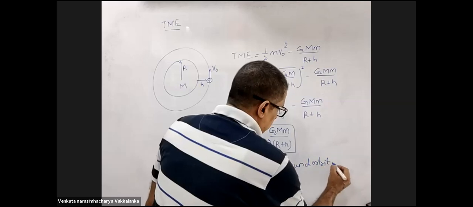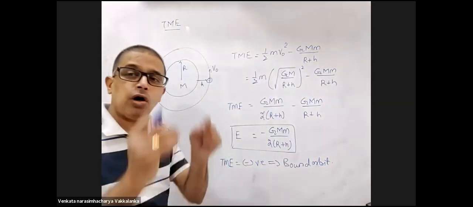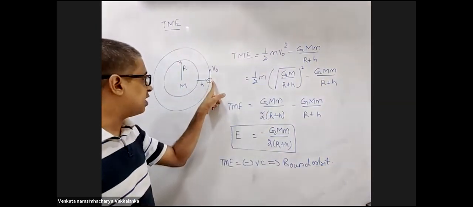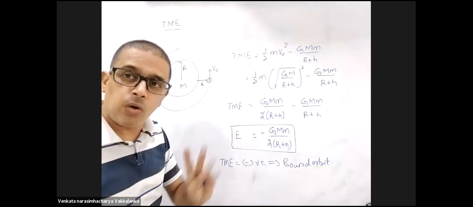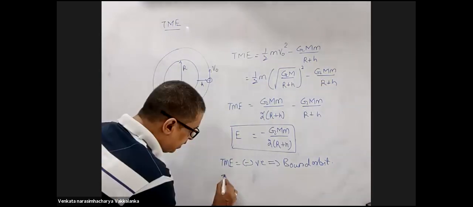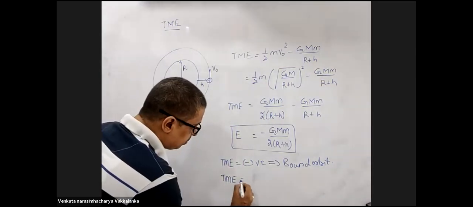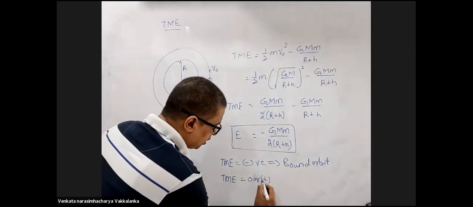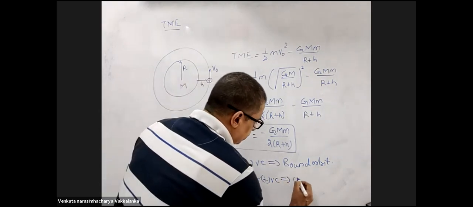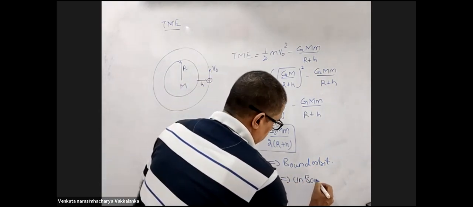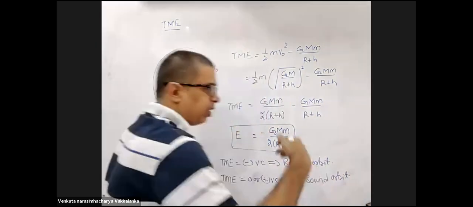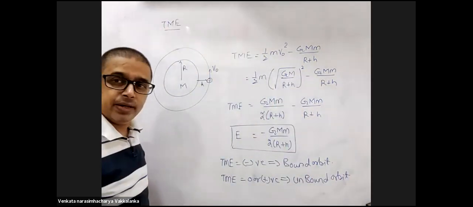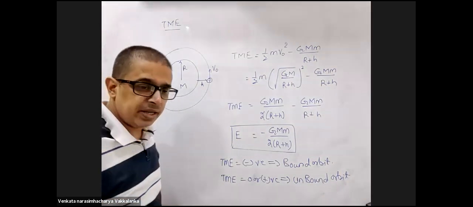What do you mean by bound orbit? The electron is bound to the nucleus, or the satellite is bound to the planet. It will be going around the planet. The moment the total mechanical energy becomes zero or positive, it is unbound. It is free to move. It will be a parabolic, hyperbolic, or a straight line path. It will escape from Earth's gravity.